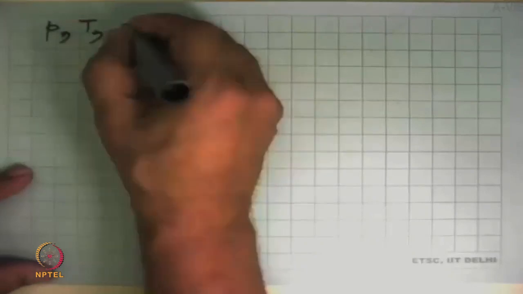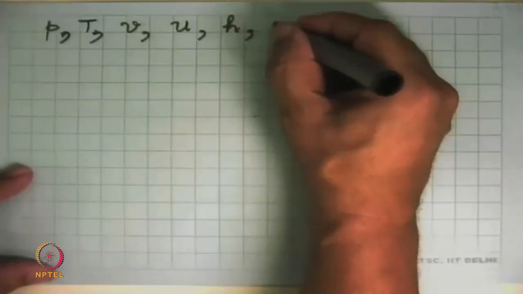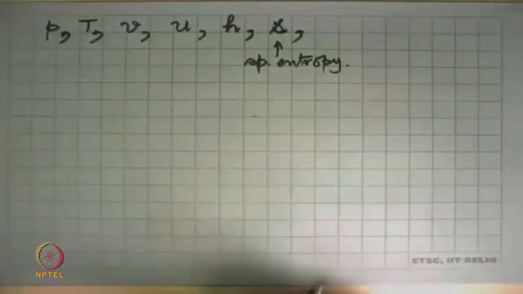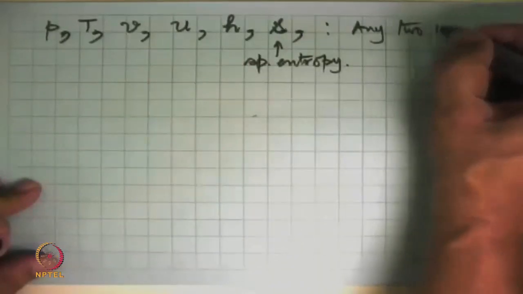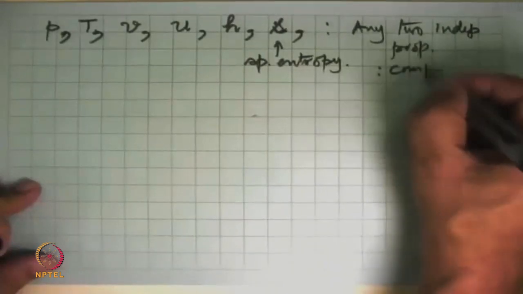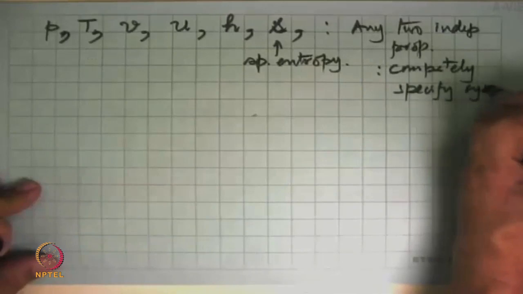And yesterday when we looked at the first law, we started off with properties that were P, T, and then we defined a specific volume. We came across specific internal energy, specific enthalpy, and now specific entropy. All these are properties of the substance, and any two independent properties will completely specify the system. The state.